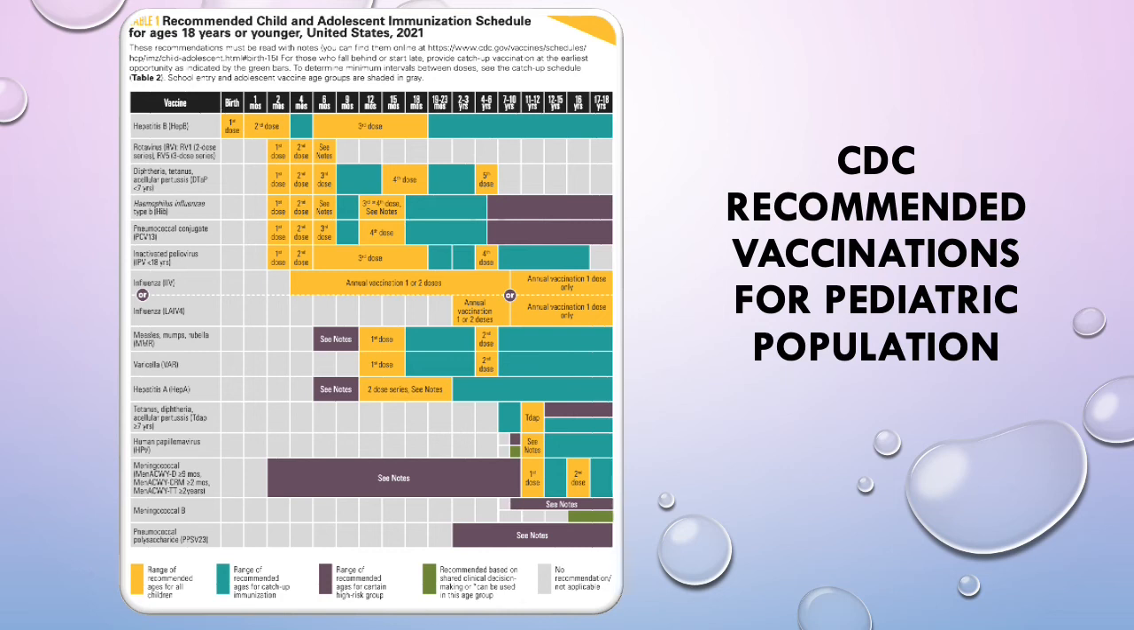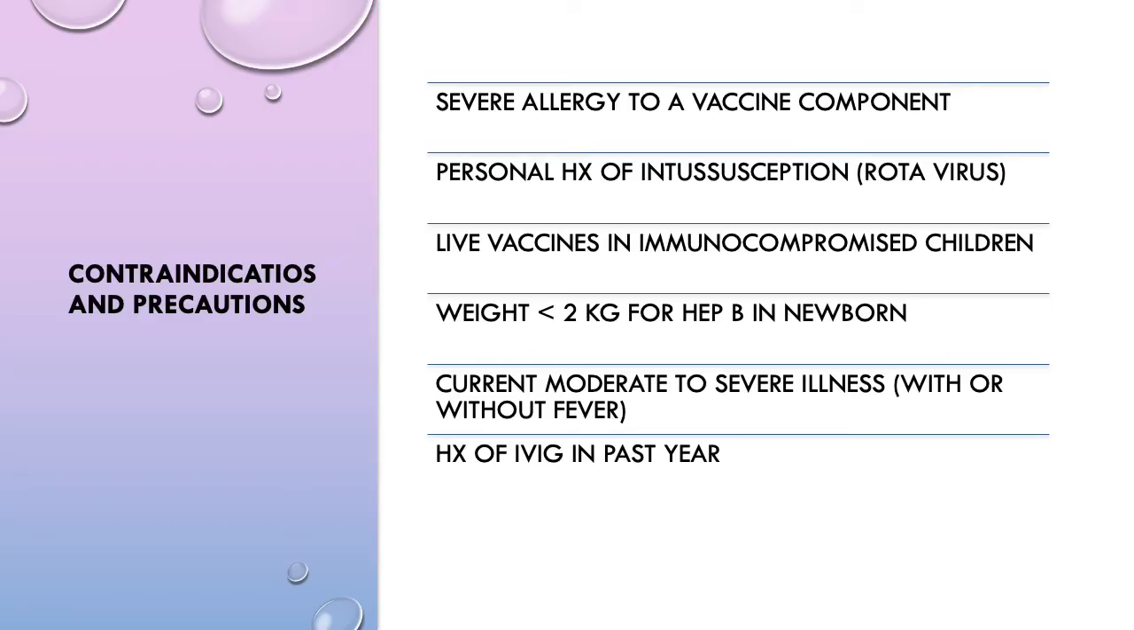And also, let's talk about some contraindications and precautions that are, of course, important to know when giving these vaccinations. So severe allergy to a vaccine component is a contraindication, along with personal history of intussusception when it comes to the rotavirus vaccine. Like I mentioned before, live vaccines are contraindicated in immunocompromised children, and weight under 2 kilos for hepatitis B in newborns.